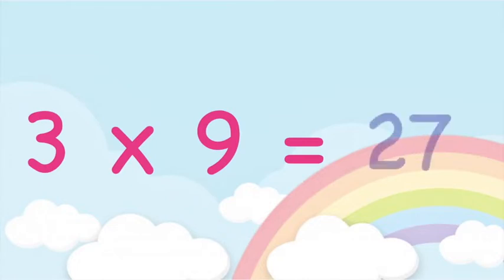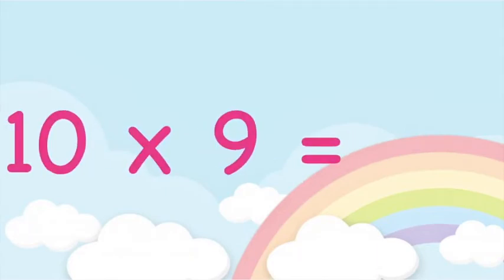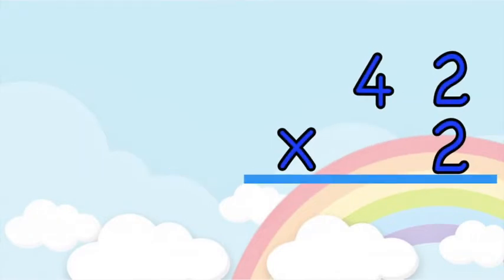Very good, that's 27. How about if you have 4 times 7? Good job, that is 28. How about if you have this, 10 times 9? Very good, children, that is 90. How about this one, 42 times 2?